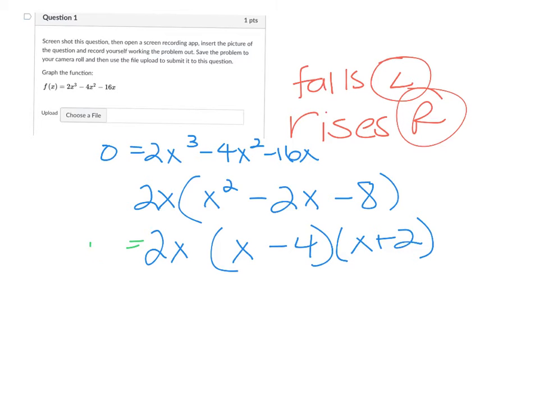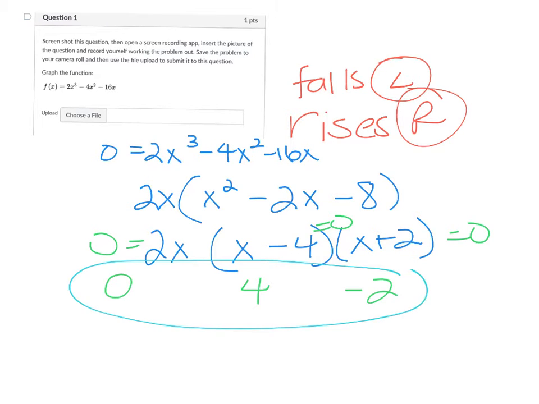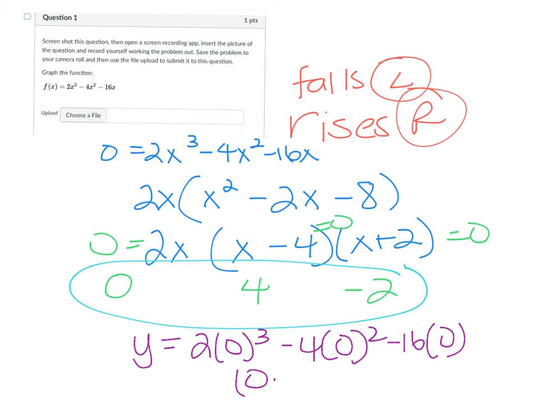Then I set each of these equal to 0. This is 0, this is 4, and this is negative 2. Each of these has a multiplicity of 1. I'm not even going to put it there because if it's not there, it implies 1. With me so far? Okay, now the y-intercept. I would plug 0 in for x. y equals 2 times 0 to the third minus 4 times 0 to the second minus 16 times 0, and I get 0. So these are x-intercepts or zeros, and this is my y-intercept.